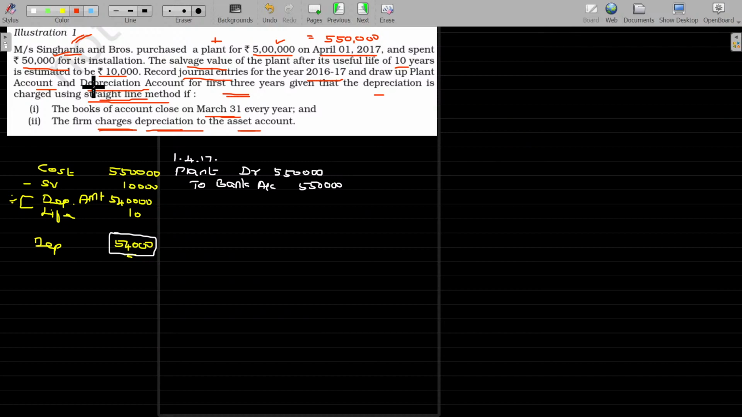This is the first model where the depreciation is the loss of the asset's value because of the usage. Year on year, the asset loses its value by 54,000. That can be deducted from the asset's value. The other model, it will be accumulated in another account called provision for depreciation. As per the first model, by the year end, 31/3/2018.